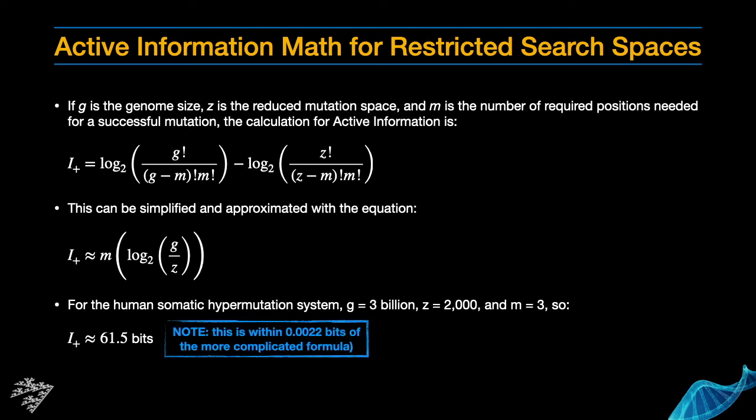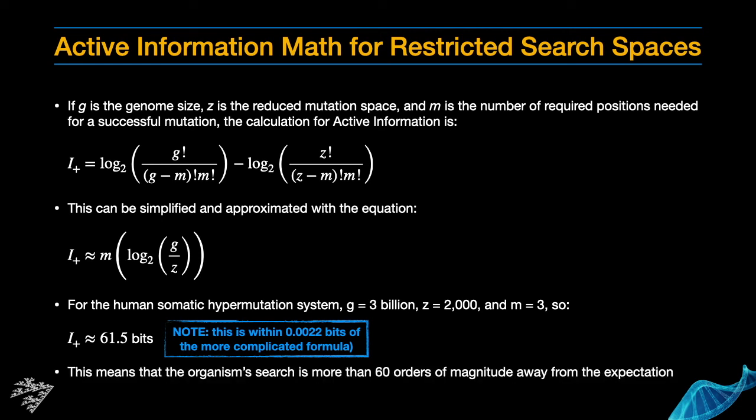So now this was calculated using the simplified one, but I also calculated it using Wolfram Alpha, and I was within 0.0022 bits of using the more complicated formula. So if you have a large G and a small m, it works out pretty well. So anyway, what does that 61.5 bits mean? It means that the organism's search is more than 60 orders of magnitude away from the expectation. So that's pretty sizable.